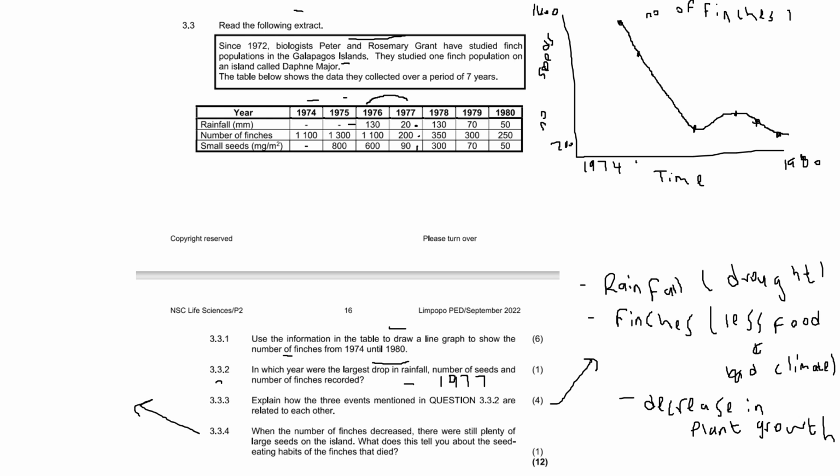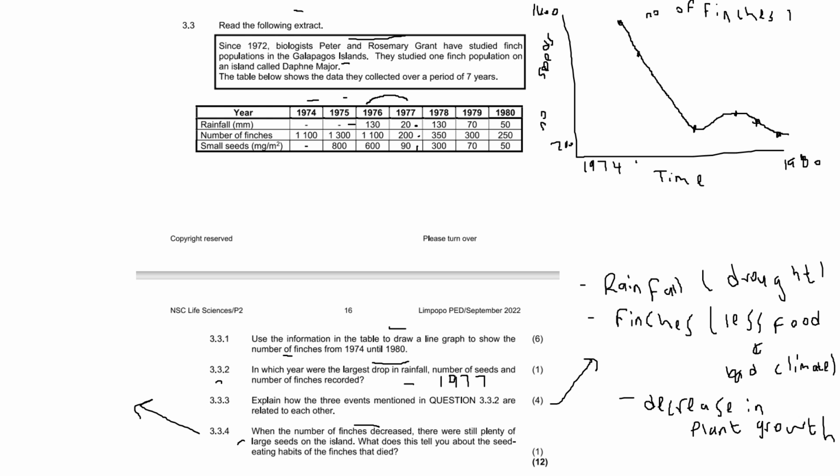3.3.4. When the large number of finches decreased, there were still plenty of large seeds on the island. What does this tell you about the seed eating of the ones who died? Meaning when the large finches died, we still had plenty of large seeds. So the ones who died could not eat large seeds. That's why we still had large seeds on the island.